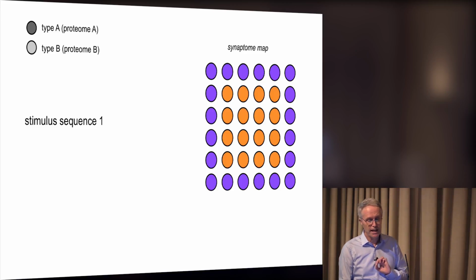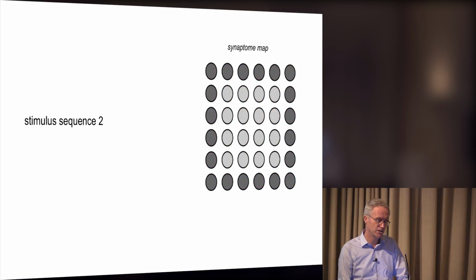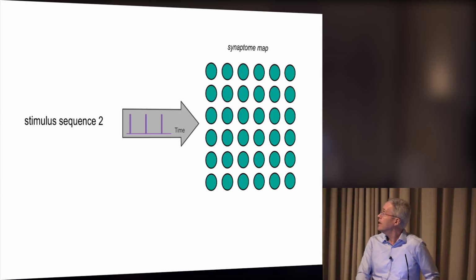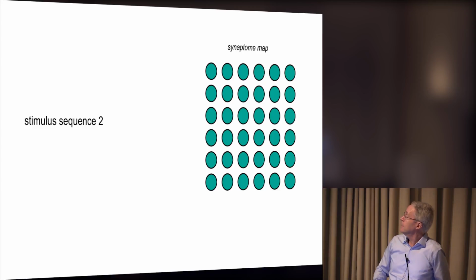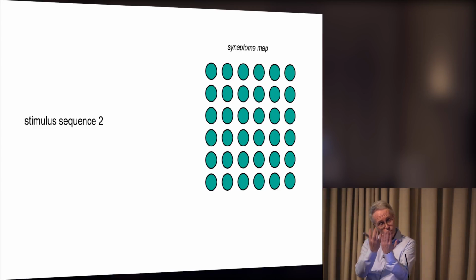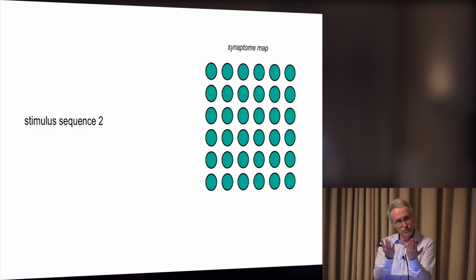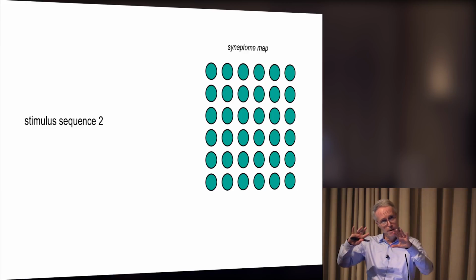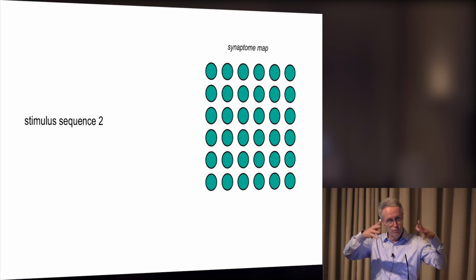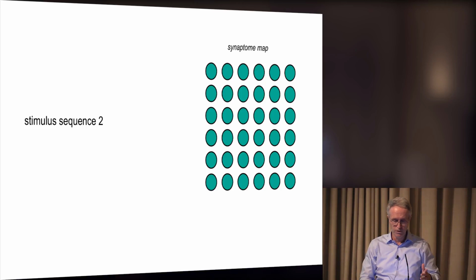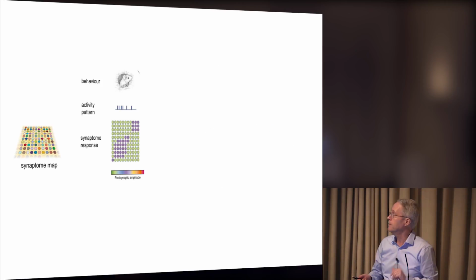But these synapses can respond to any pattern of activity, and some patterns of activity, such as this one, will come along, and this pattern of activity will not produce a differential response because those two synapses can't tell the difference between them. And in this way, I hope you can see that different patterns of activity can come into a map of synapse diversity and produce differential representations or functional outputs.